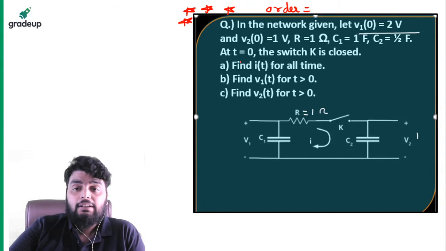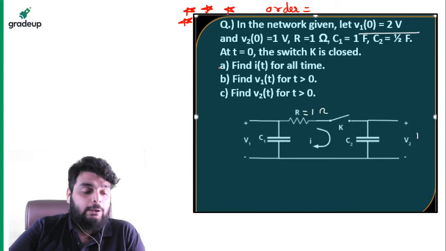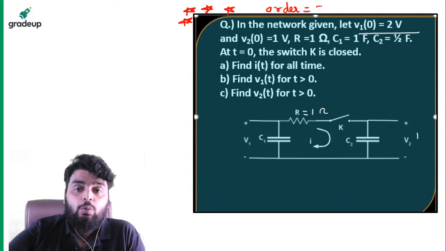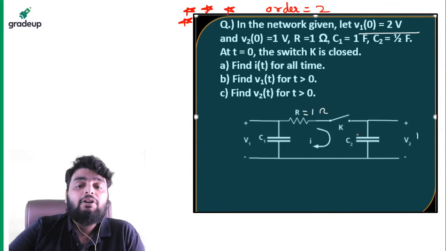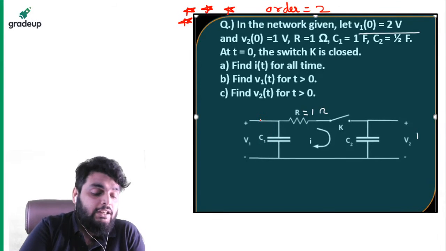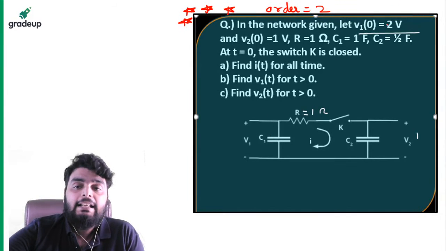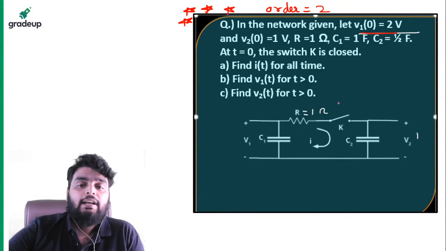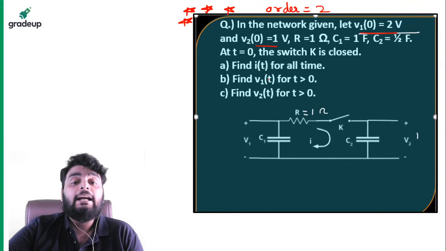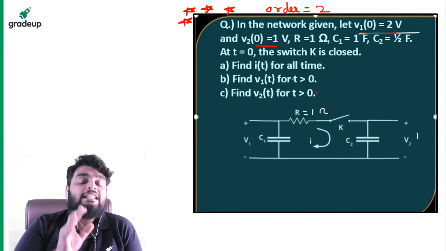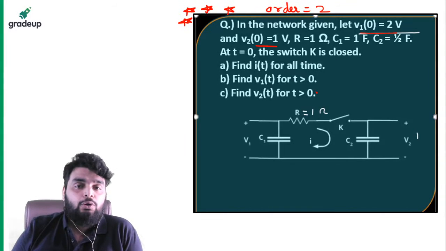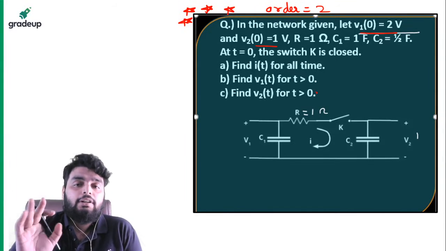Okay, so let's see. The order of this network is 2. Why is the order 2? Because I have two capacitors which are charged with different voltages initially. You can see across capacitor 1, the initial voltage is 2 volts. Across capacitor 2, the initial voltage is 1 volt. It means C1 and C2 are charged initially with different amounts of voltage. So the order is 2.